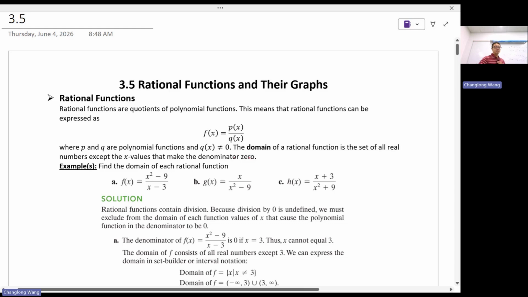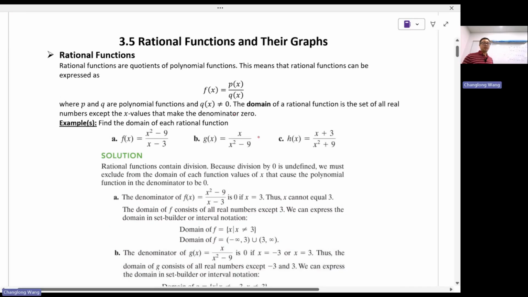Now let's take a look at 3.5, rational functions. Like I said, it's really still polynomials, but unfortunately you have polynomials in the denominator. So the first thing we have to look into for rational functions is the domain of a function like that. But who can tell me the domain of a polynomial function in general? Ariel? From negative infinity to positive infinity, so all real numbers. So it's trivial.